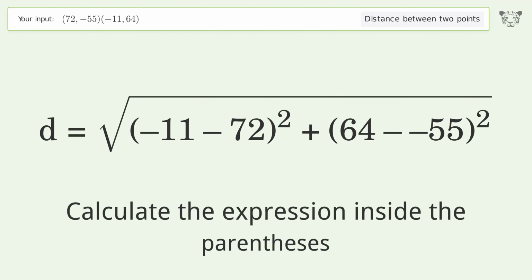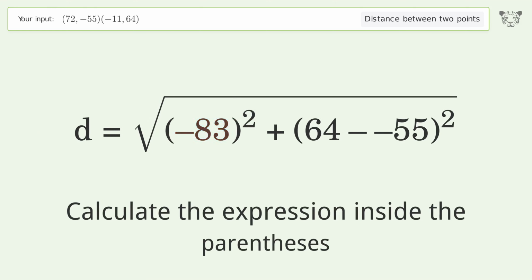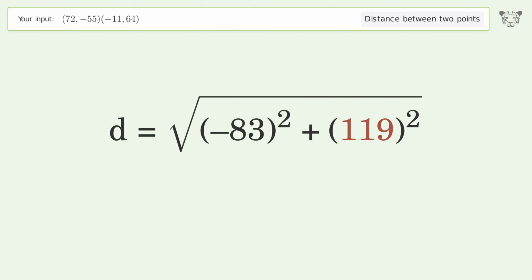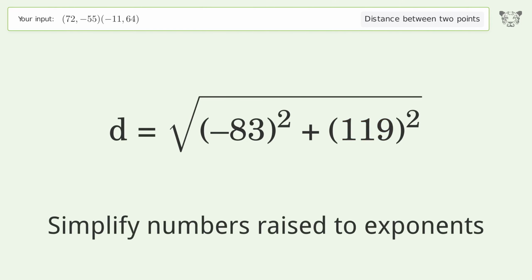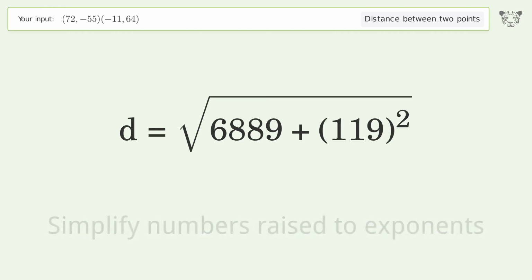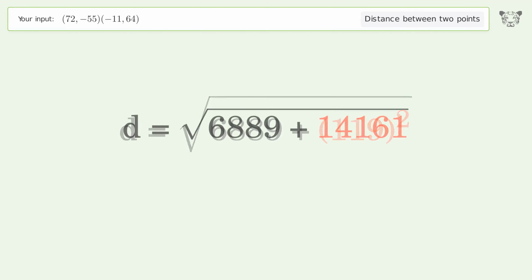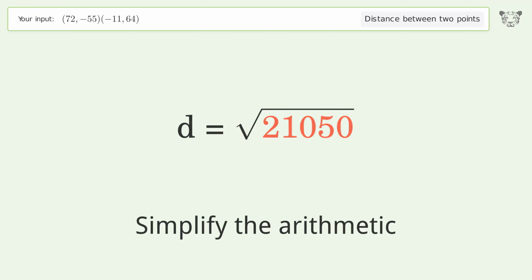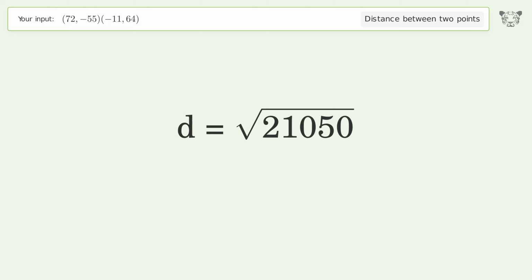Calculate the expression inside the parentheses. Simplify numbers raised to exponents. Simplify the arithmetic. And so the distance between the 2 points is the square root of 21,050, or 145.086.